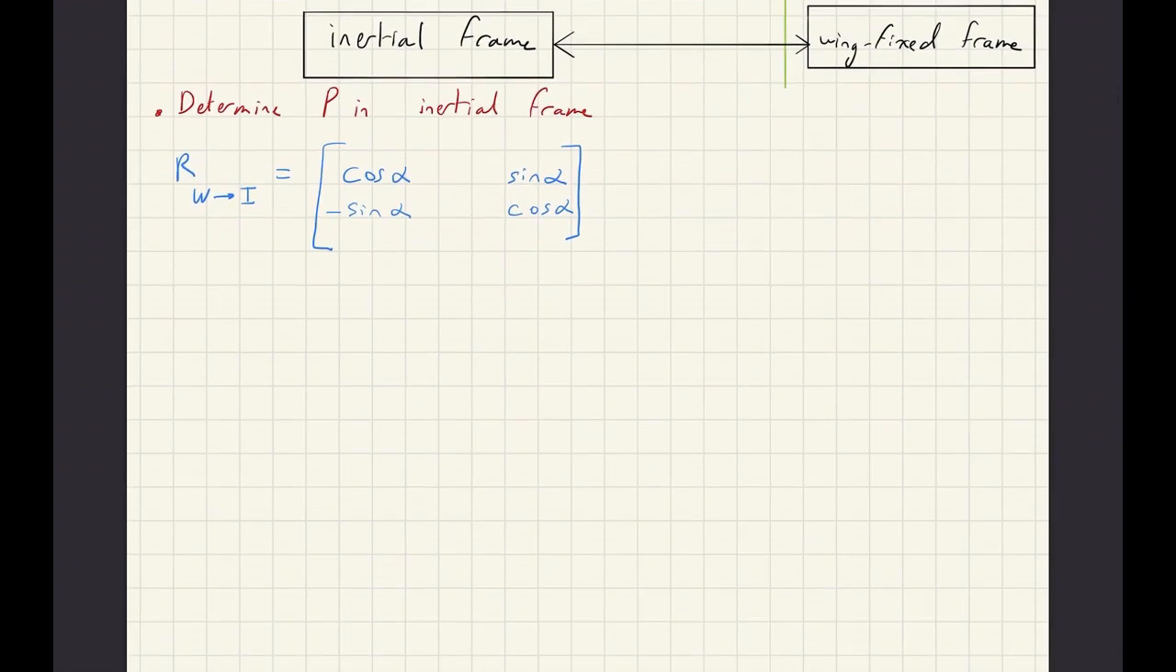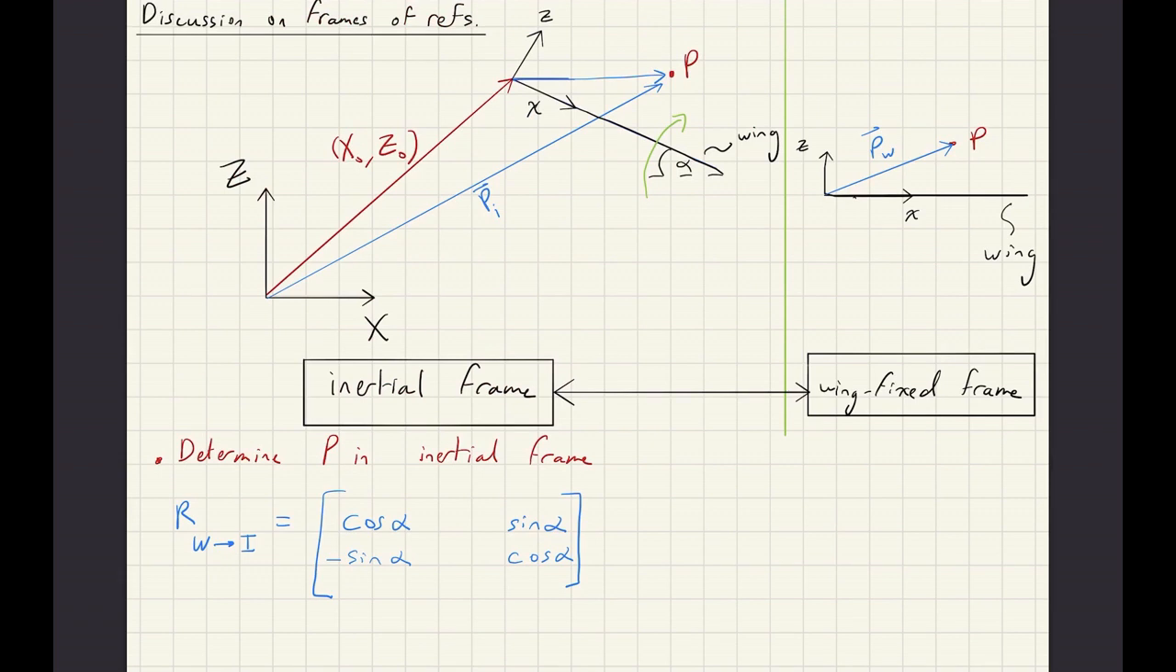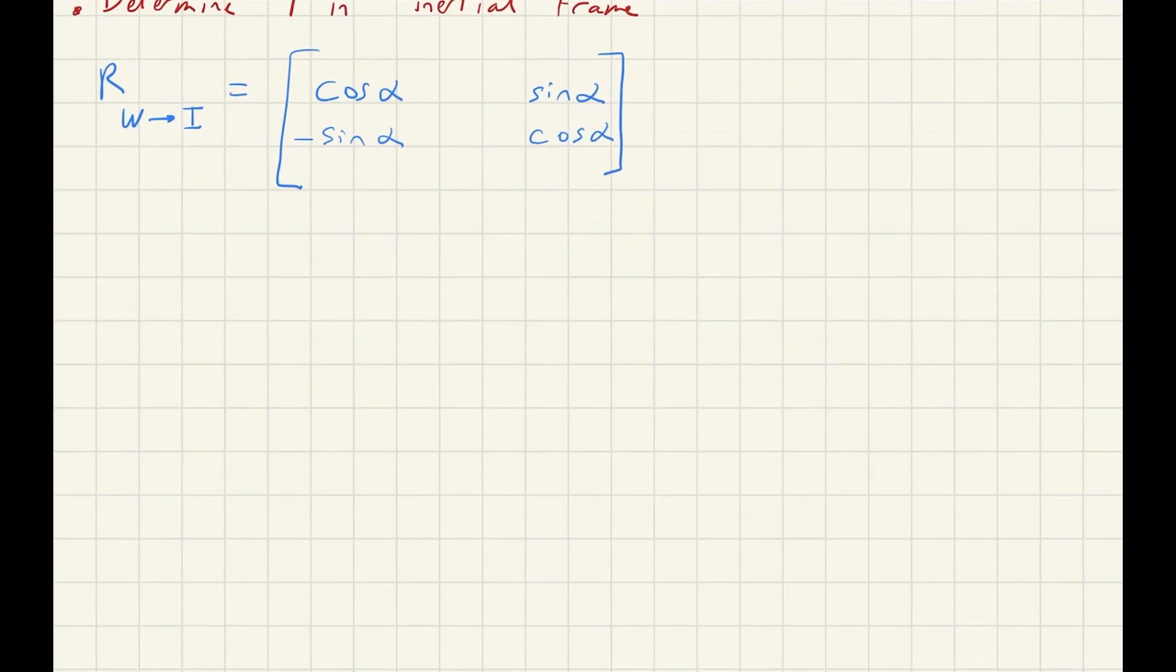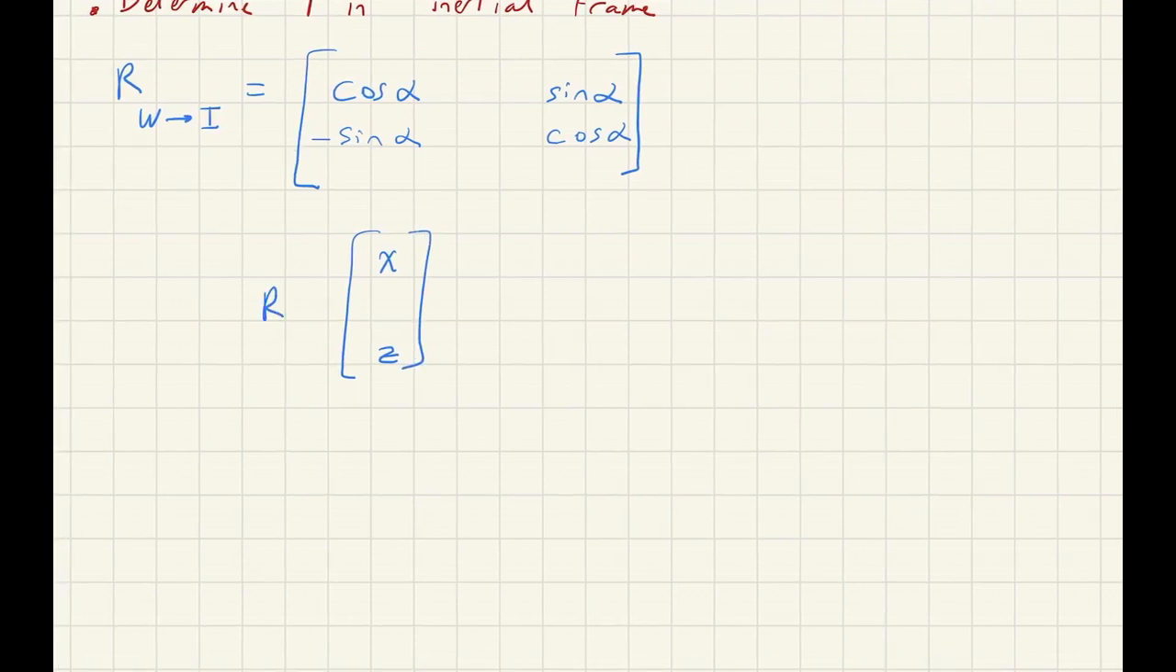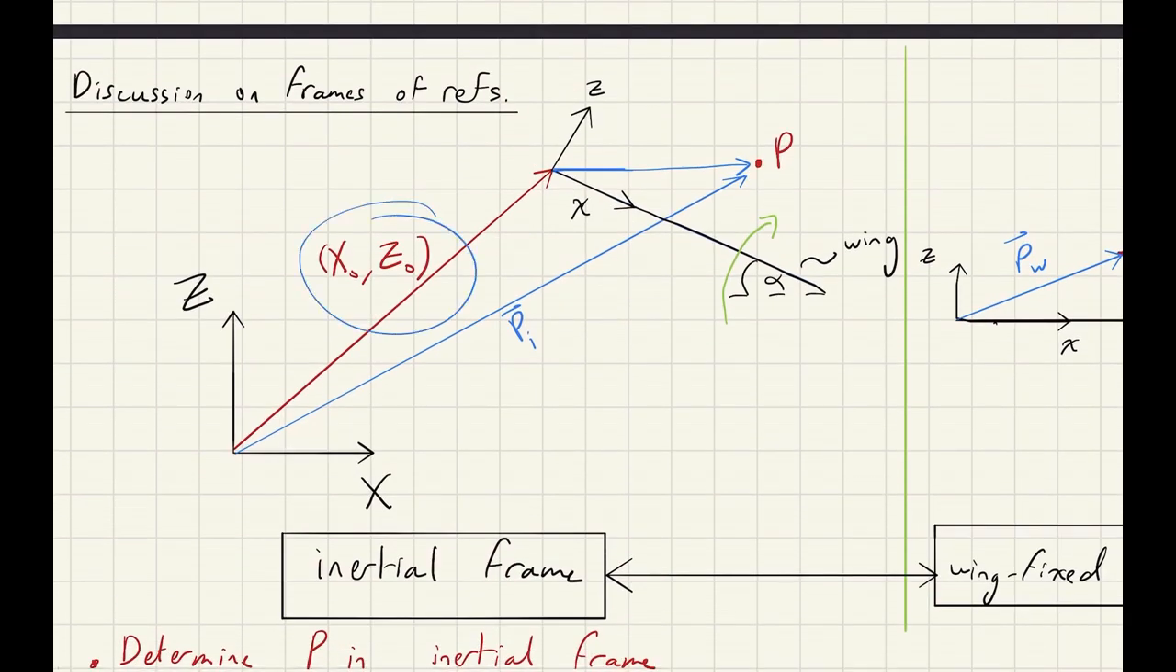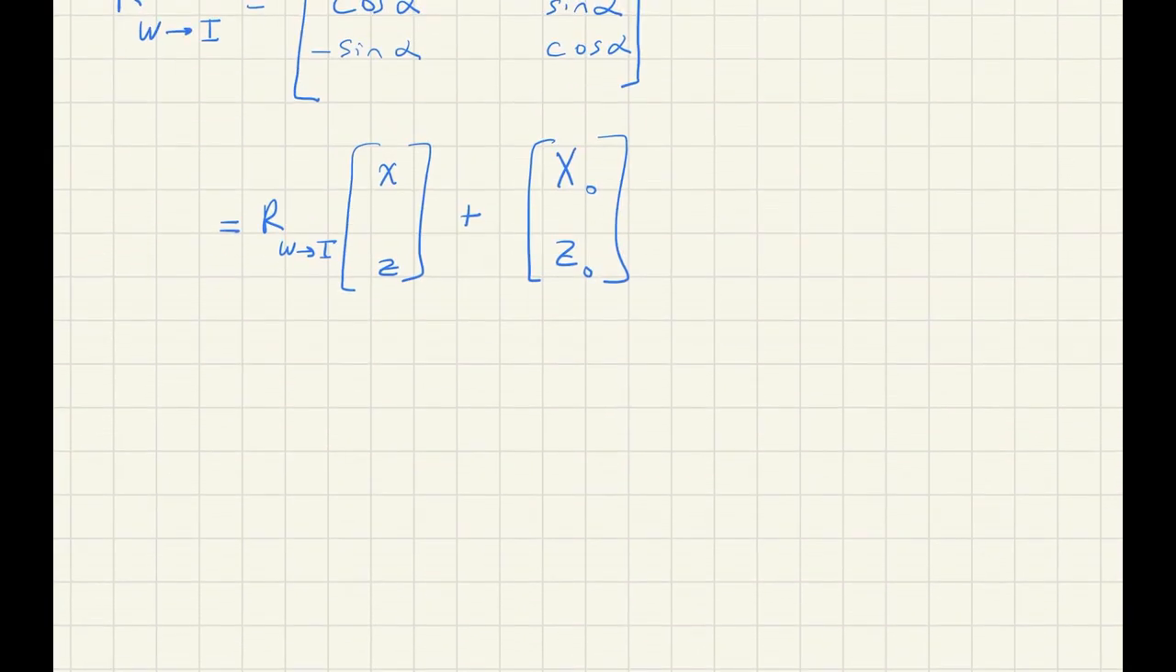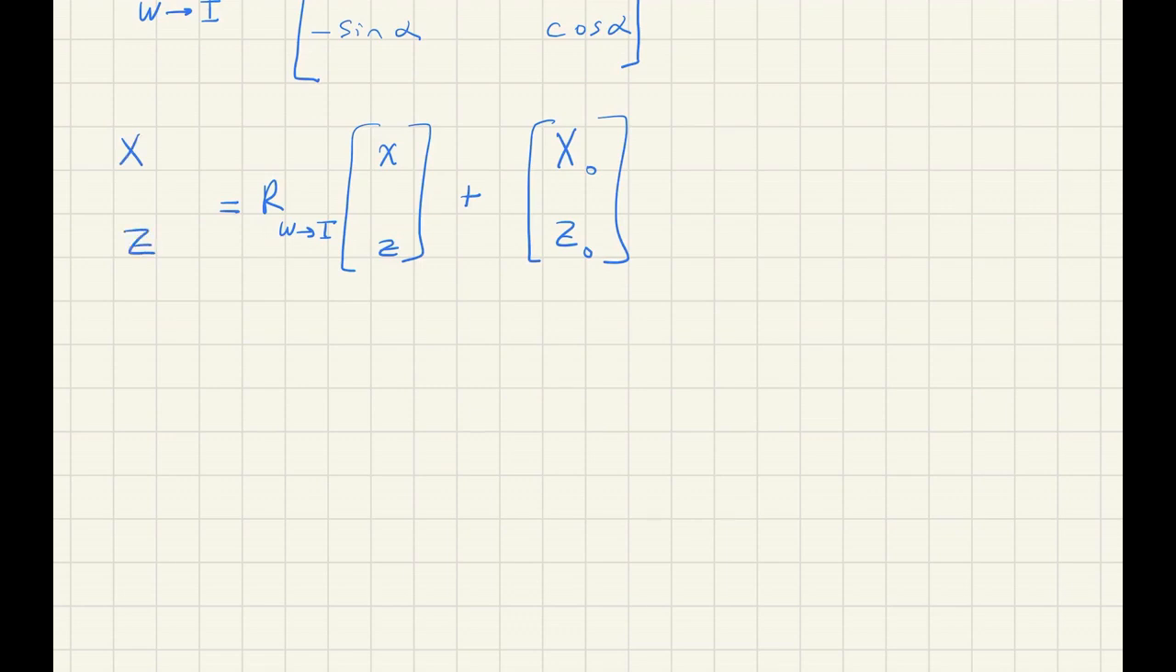All right, so how do you go from the wing fixed frame to the inertial frame? The first step is, again, to rotate the coordinates of P in the wing fixed frame by the angle of attack alpha. Let's assume that P has the coordinates lowercase x, lowercase z. You multiply this by the rotation matrix to get the rotation. And as we said before, after you rotate the vector P from the wing fixed frame to the inertial frame, you have to add the offset between the origin of the inertial frame and the origin of the wing fixed frame. So we add X_O and Z_O, both uppercase, which represent this vector. And that's it. These are the coordinates of P in the inertial frame.